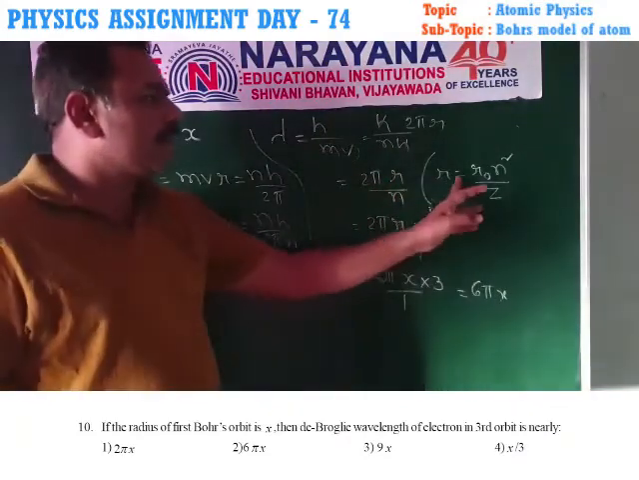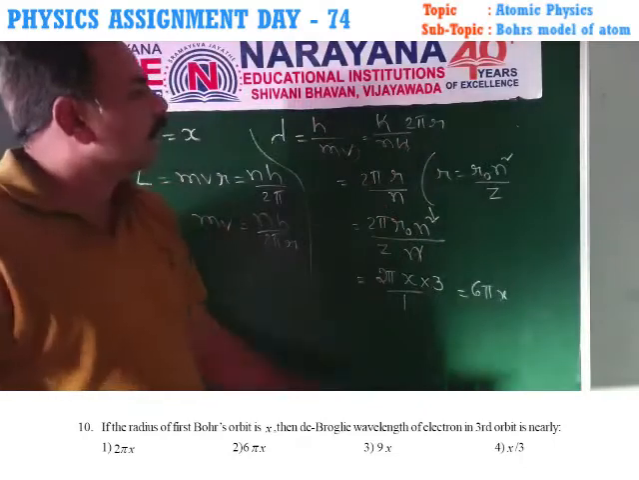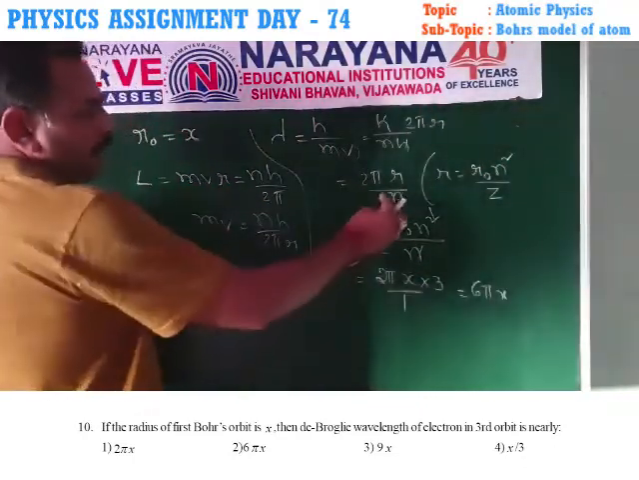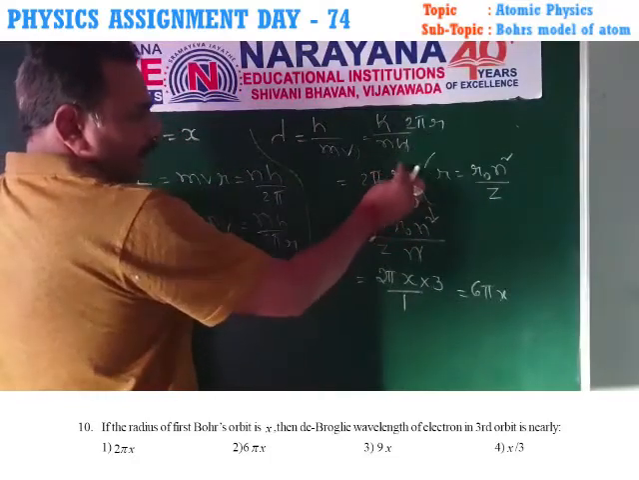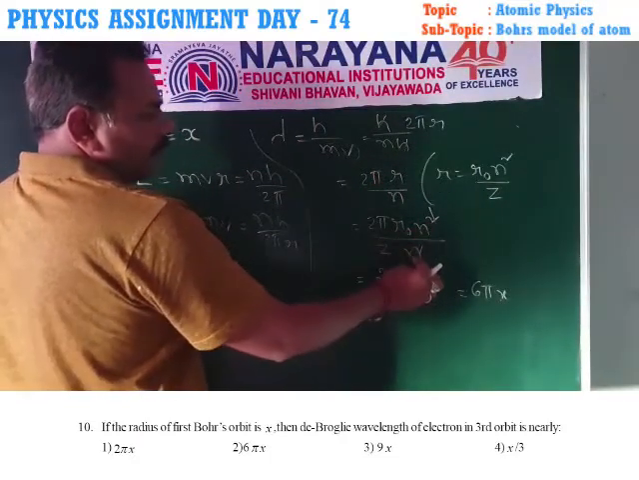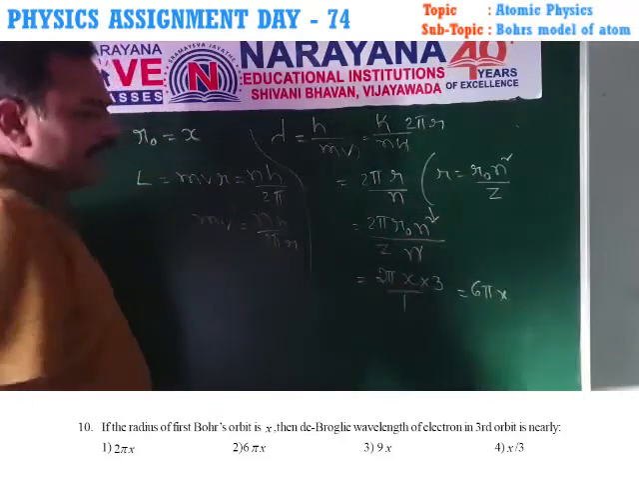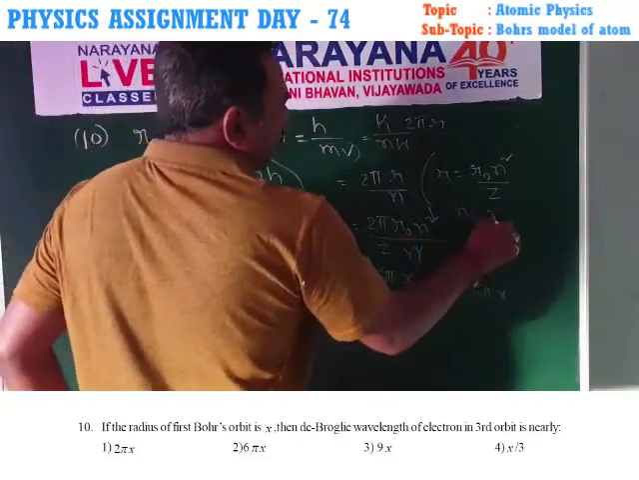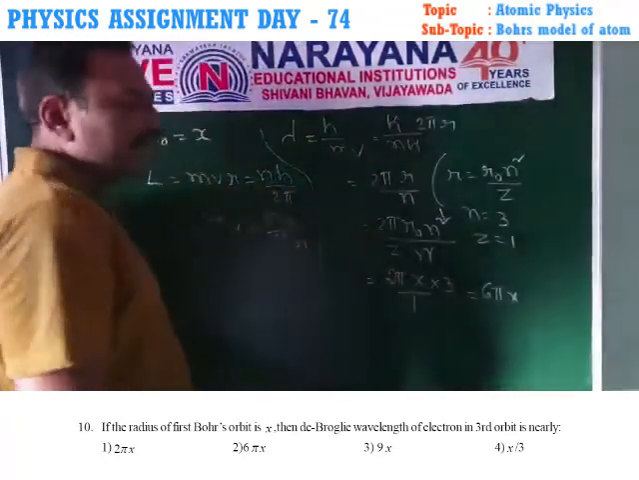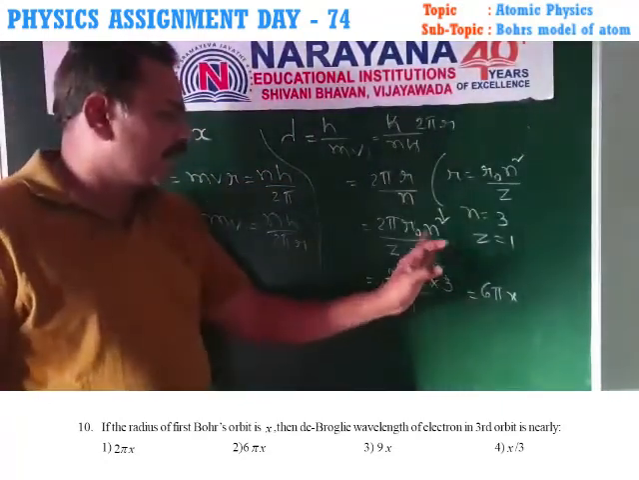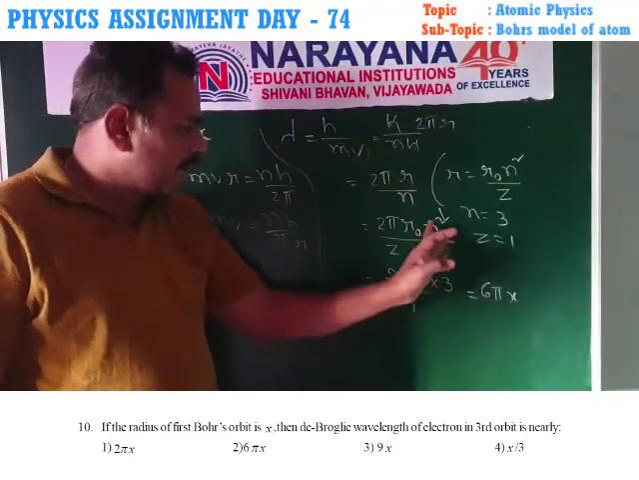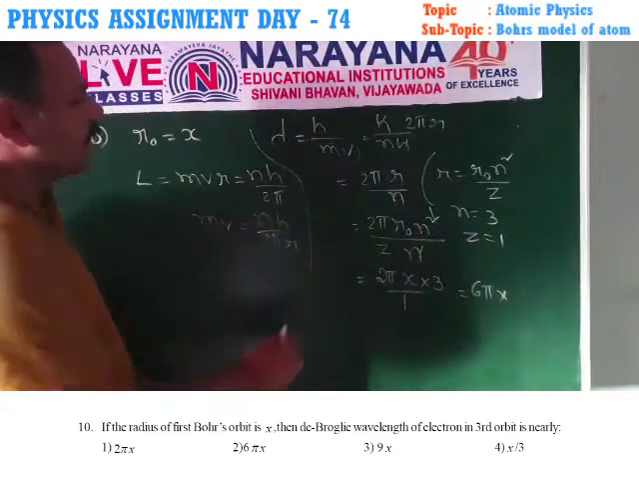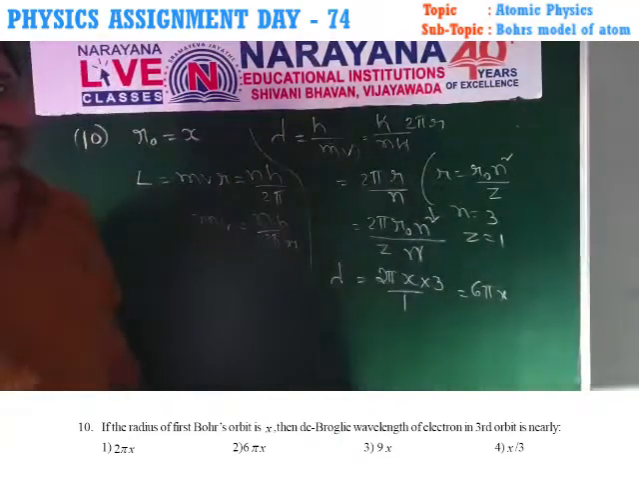But r is the radius of third orbit, which is written as r naught into n square by z. So here substitute r value, r naught into n square by z only. One n cancels. Here n value is 3, z is equal to 1, hydrogen atom. Substitute the n value here, we get 6 pi x. So that is the de Broglie wavelength.